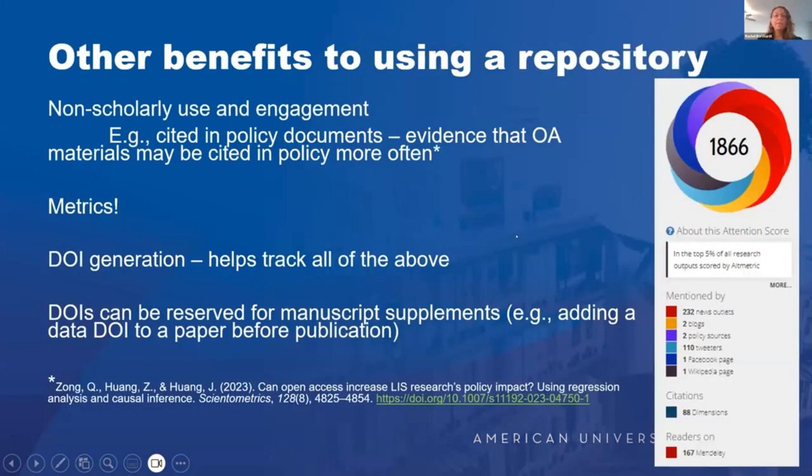Okay, so some other benefits to using a repository besides the threat that you must use it are that, in addition to the association of making information openly available with tending to increase citations, it also means that you're making your information available not necessarily just to scholars, but to practitioners and other audiences who can now access and use your materials in a variety of interesting ways. There is a relatively recent study that says there's fairly strong evidence that making material openly available may increase the likelihood that it is cited in a policy document, which I can imagine is of interest to many people at AU.